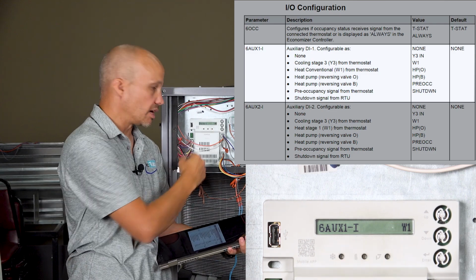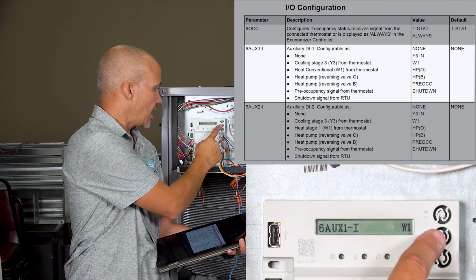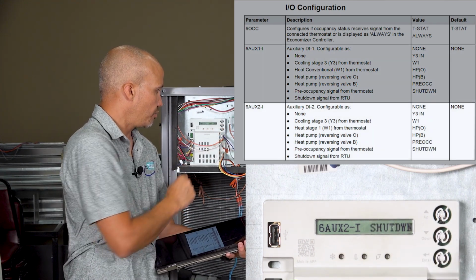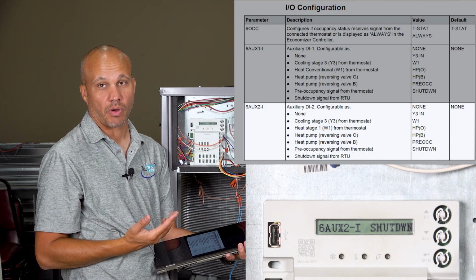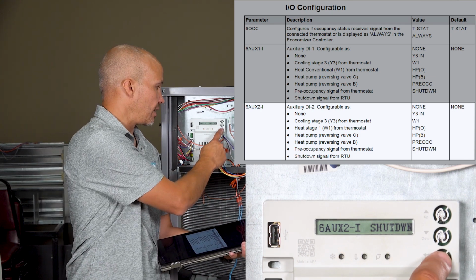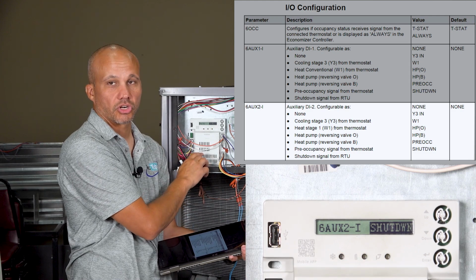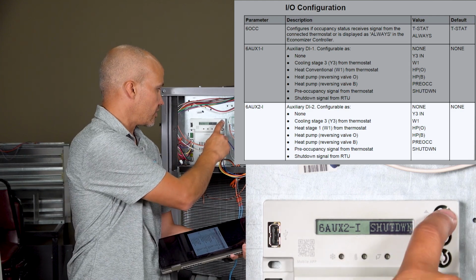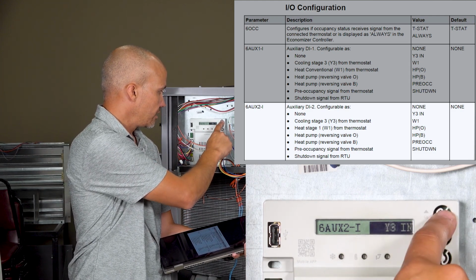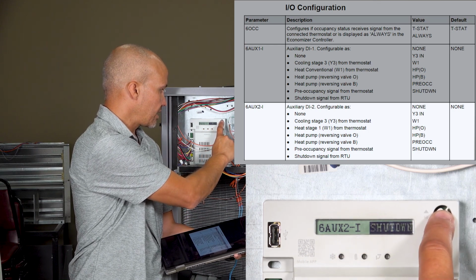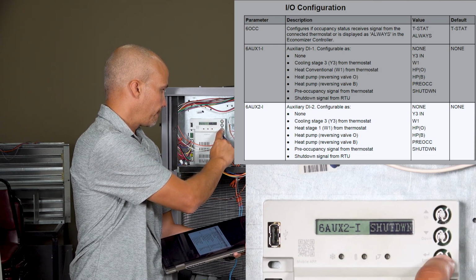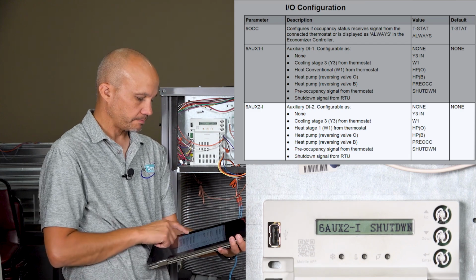So right now I'm gonna have W1 be my first choice on here. And when I scroll down to aux 2 input, I already have that one set up to be shut down. If for some reason I wanted to change one of these, I would hit enter. It would highlight the word shutdown in this case. And then I can scroll that up to none, Y3, and through all the choices that I just mentioned. In my case, I'm gonna leave it as shutdown. That's a pretty common option.